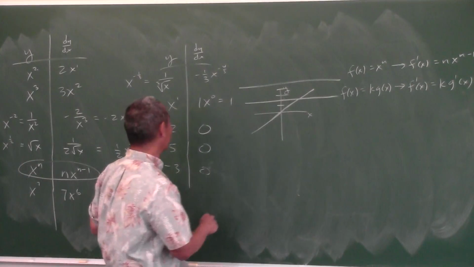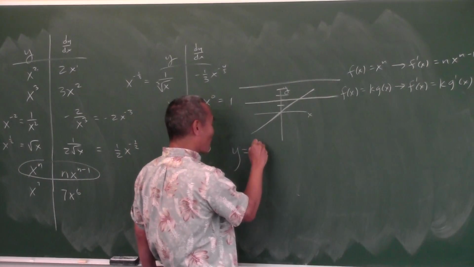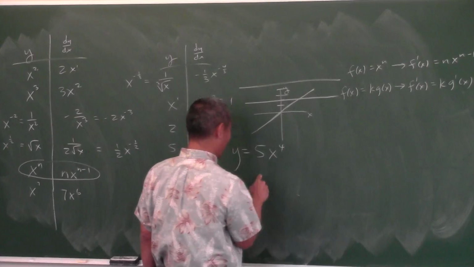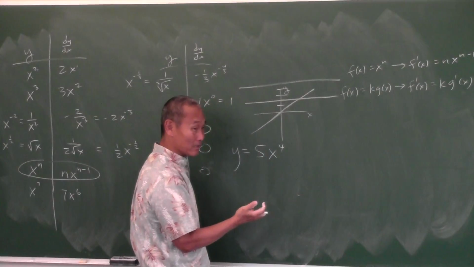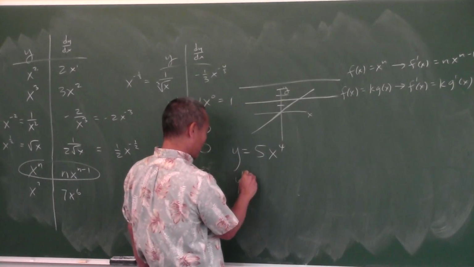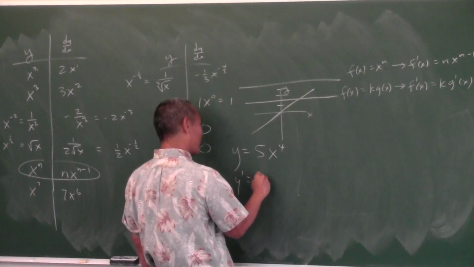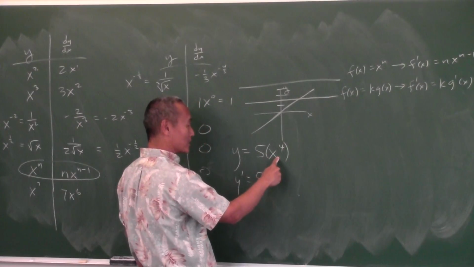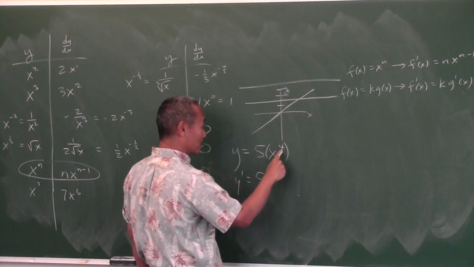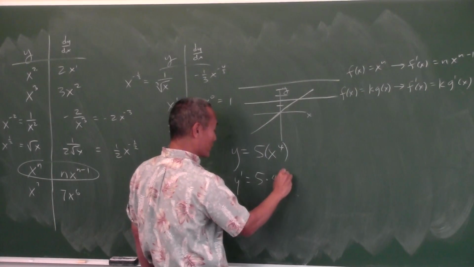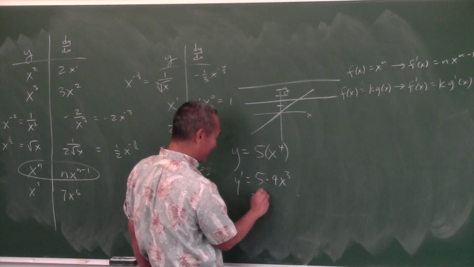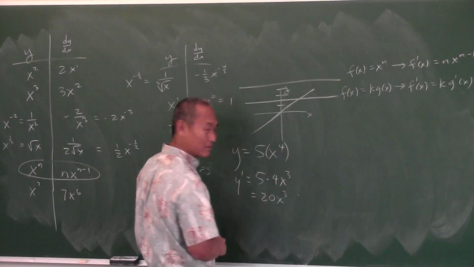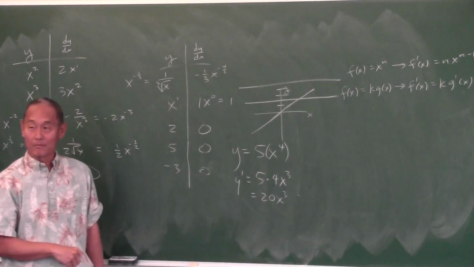Okay, let me demonstrate this. What if you had y equal 5x to the 4th? Isn't 5 a constant? You guys know what a constant is, right? A number. So if you want to take the derivative of this, you throw the 5 on the side like an unwanted pet, and then you take the derivative of this, which is 4x cubed, and then now you just multiply the 5 and the 4 and you get 20x cubed. That's a demonstration of that theorem.